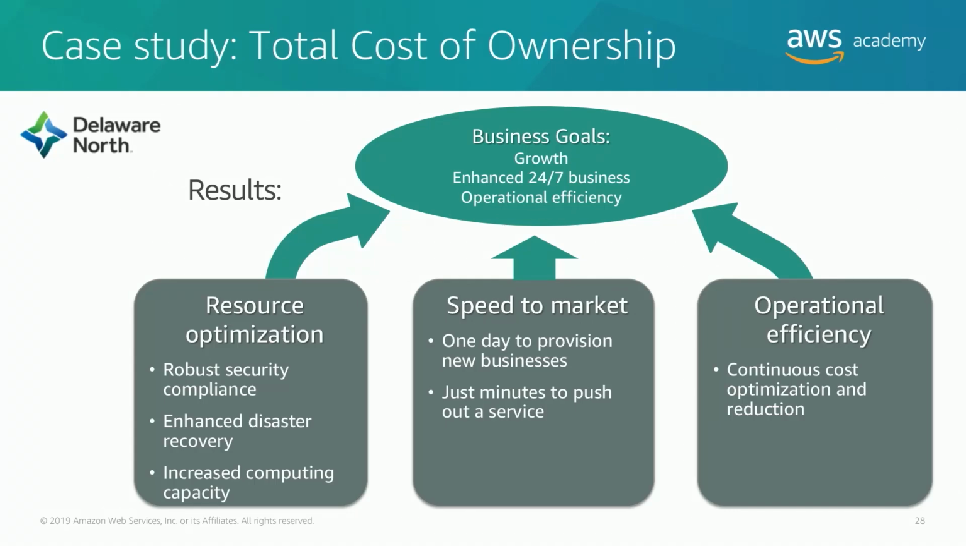The solution helps Delaware North operate with greater speed and agility. It used to take between 2 and 3 weeks to provision new business units. Now it only takes 1 day.